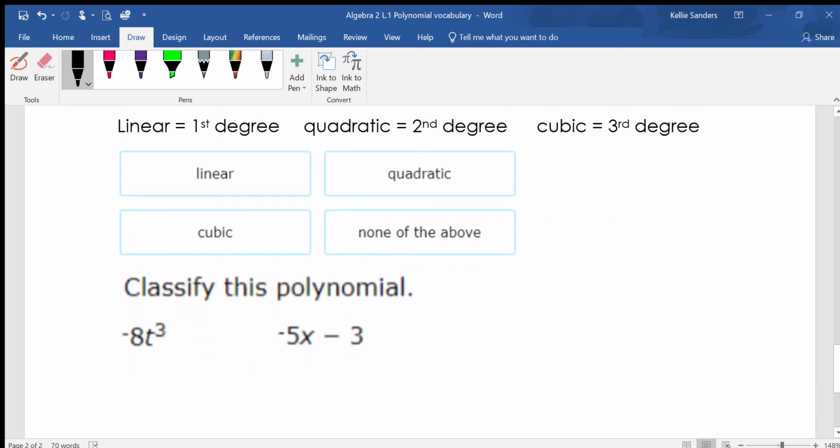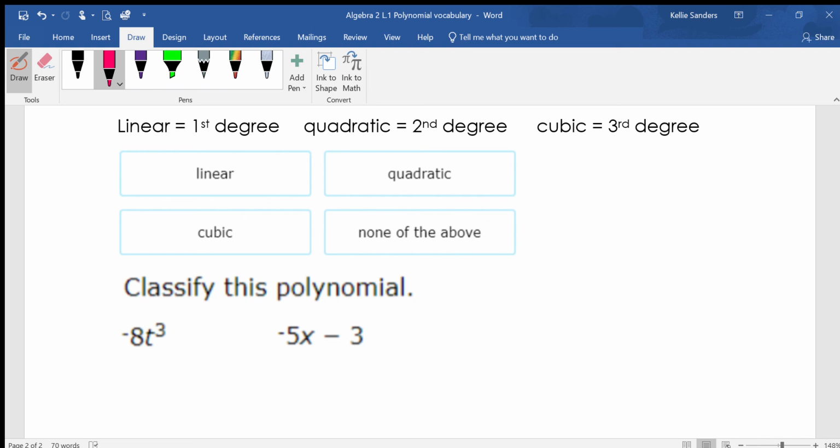Or we could be talking about degrees. If your largest degree is 1, then it's linear. If your largest degree is 2, then it's a quadratic. If your largest degree is 3, then it's a cubic. And if it's anything bigger than 3, then it's just a bigger exponent, I guess you'd say.